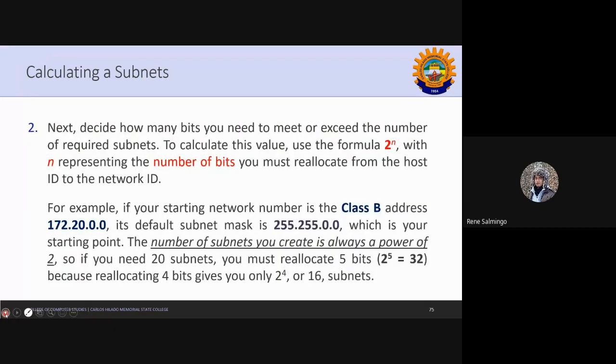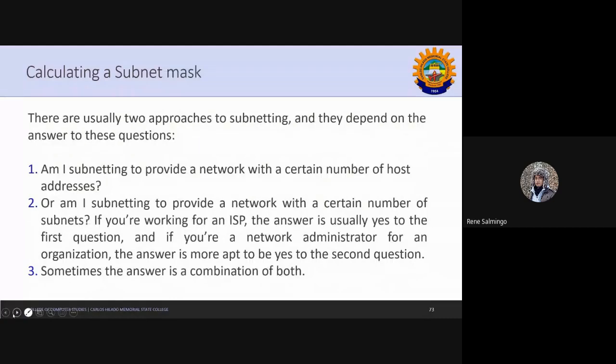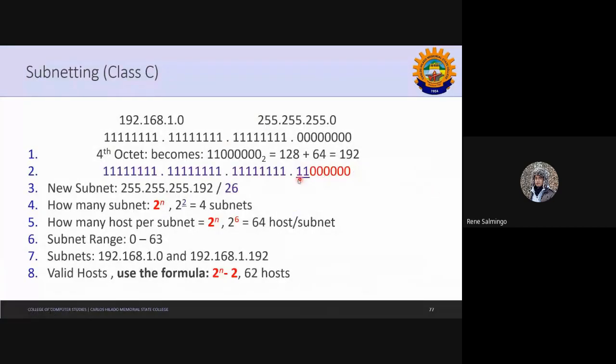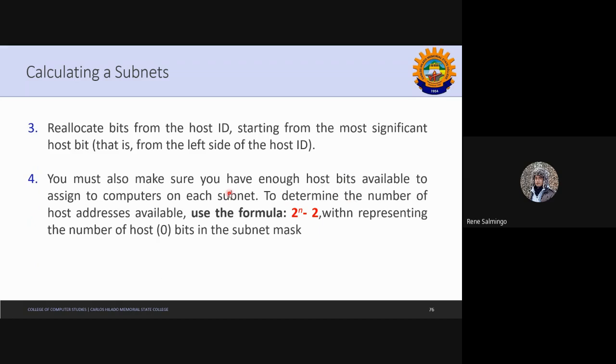For example, where's the most significant host ID? So this is the host ID that we have, okay? So the most significant part is on this side, on the left. Next, you must also make sure that you have host bits available to assign to computers on each subnet, so determine the number of host addresses available. We use the formula 2 to the n minus 2, where n represents the number of host or 0 bits in the subnet mask.